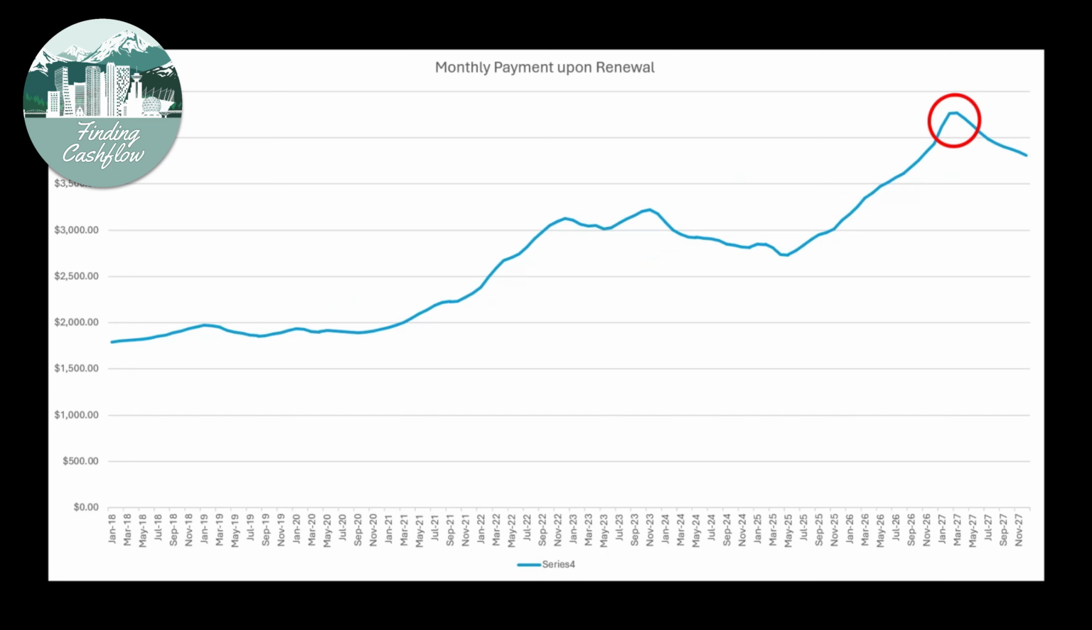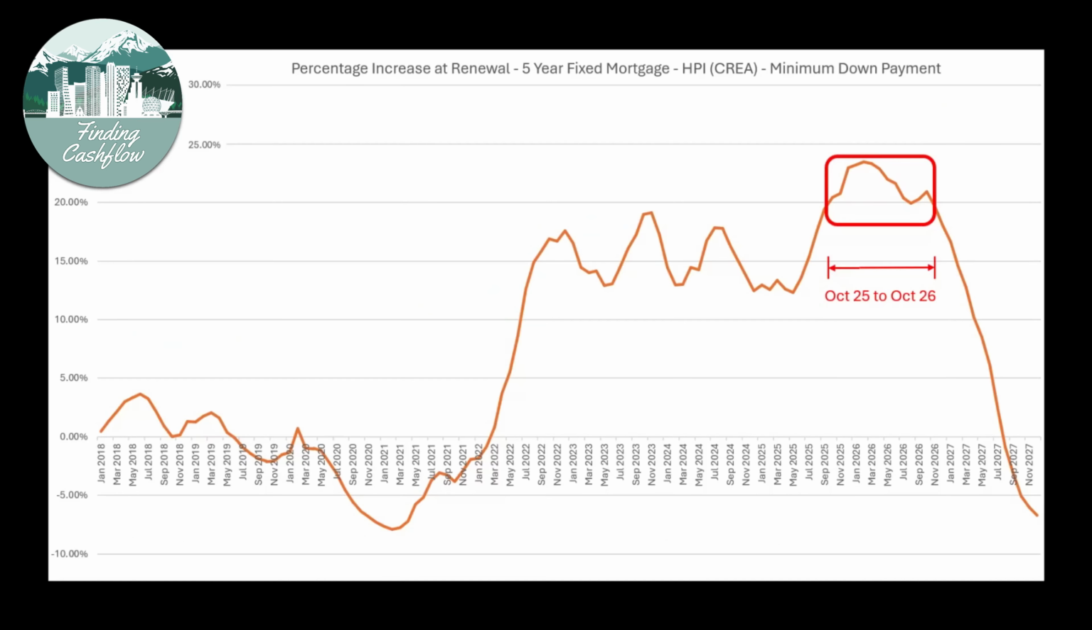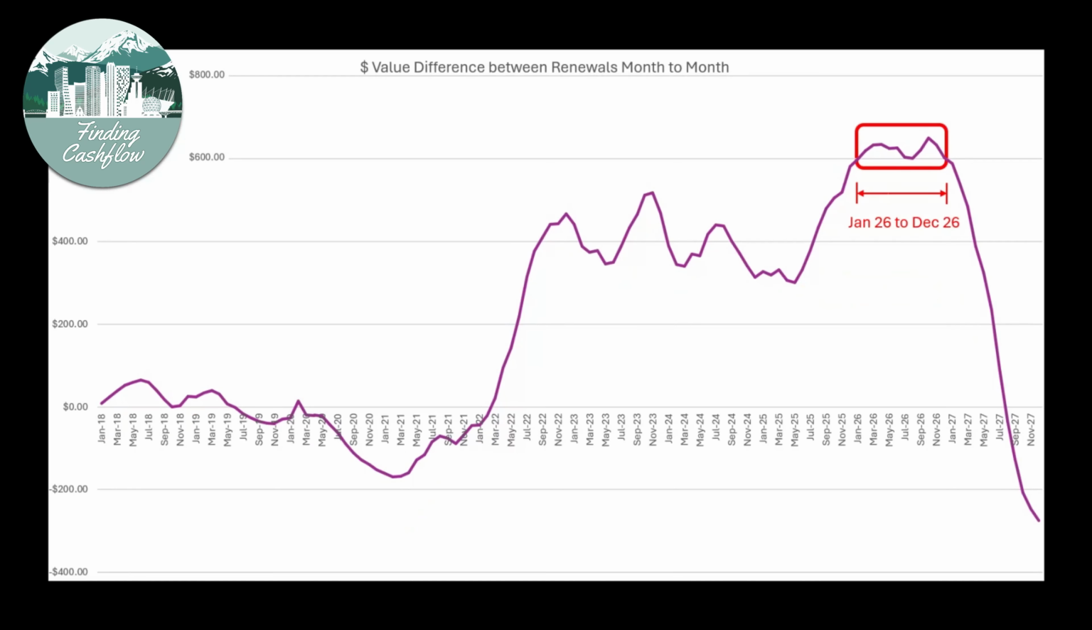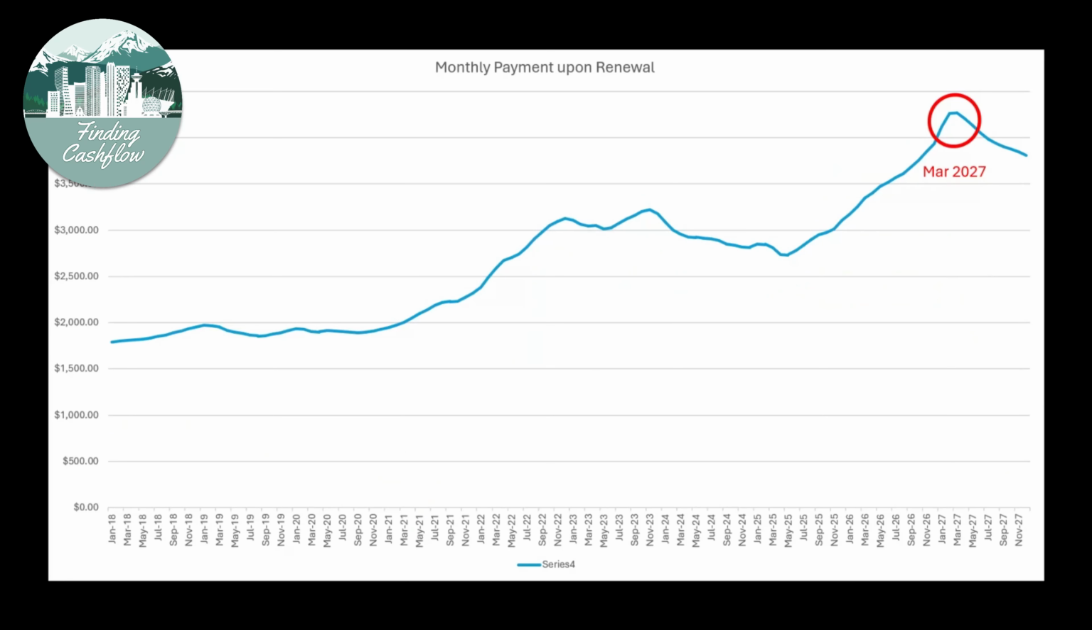And the largest mortgage payment for 5-year fixed mortgages in Canada doesn't occur until March of 2027, which is exactly 5 years from the peak in prices. So we can see a substantial lag between the largest percentage increase in mortgage payments versus the largest dollar value increase in mortgage payments versus the largest mortgage payment upon renewal.